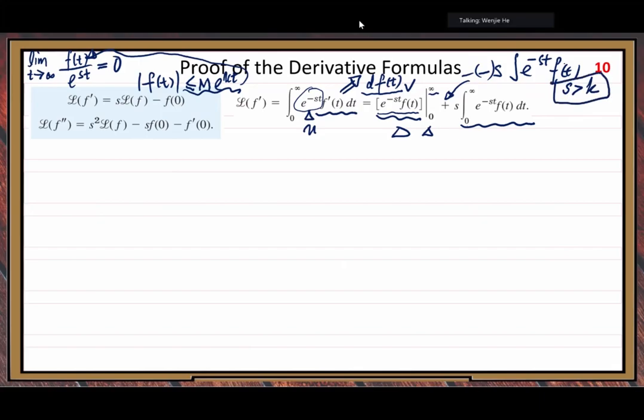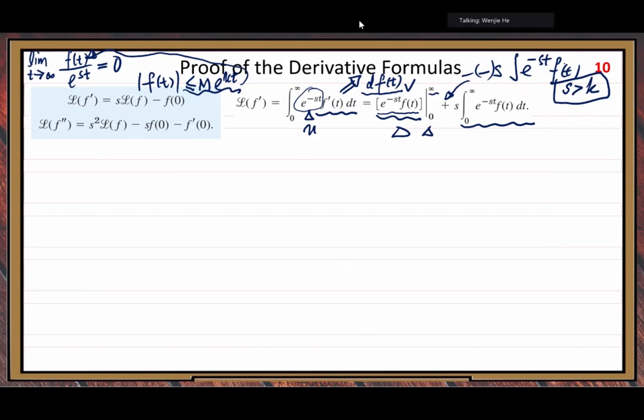Later you will see. Some places you will see that condition. Otherwise, we cannot apply this formula. So if we have that, then we have this formula immediately.